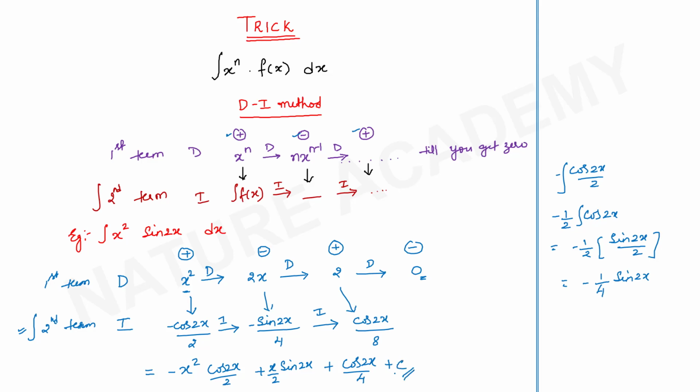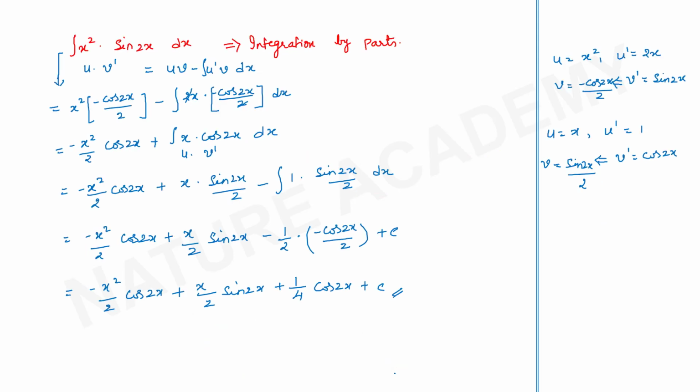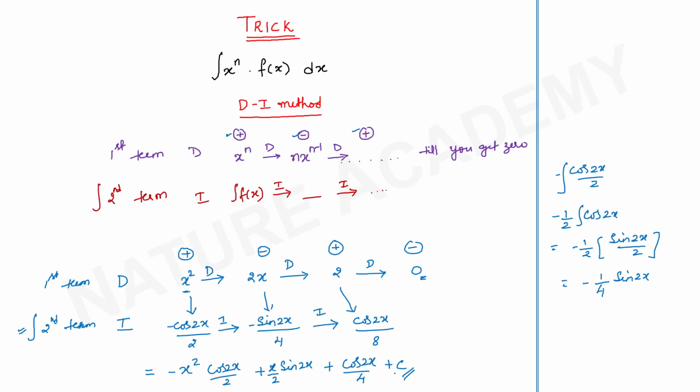So this is the exact answer which we got with the integration by parts also. Cos 2x plus x by 2 sine 2x plus 1 by 4 cos 2x plus c. The same exact thing we got with the trick also.